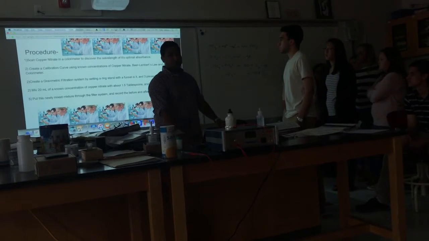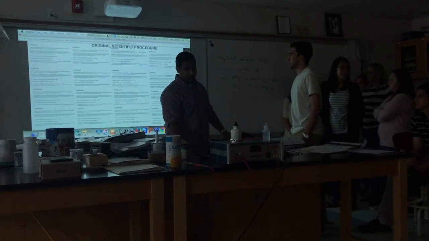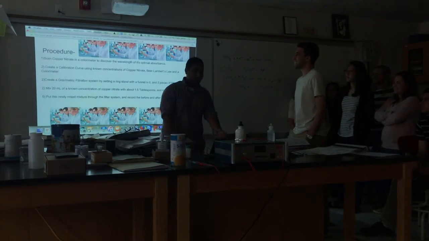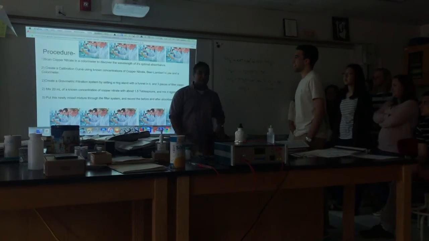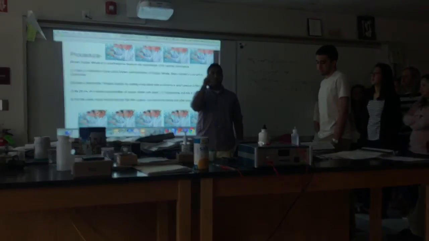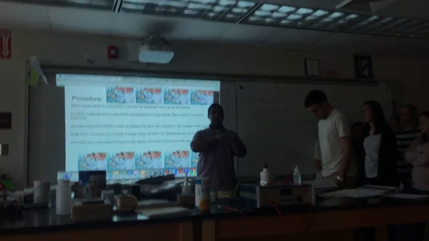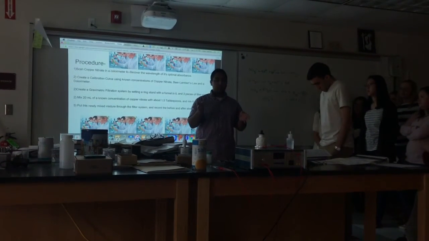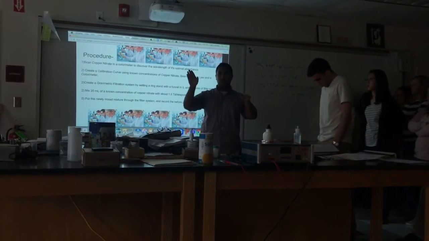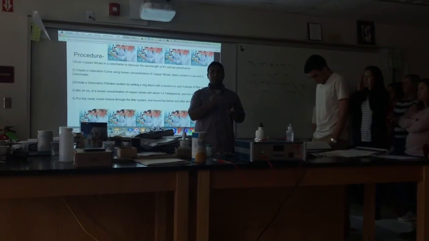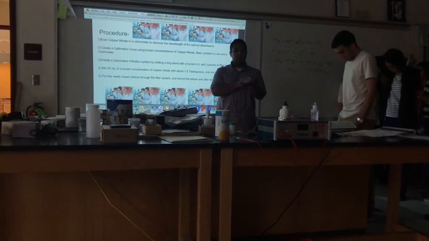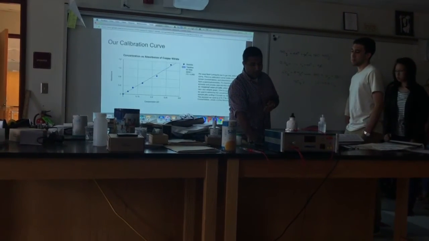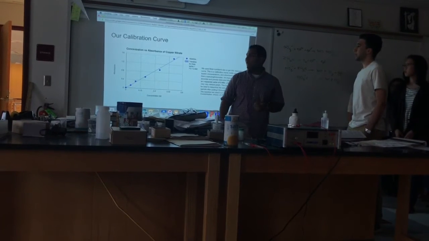So the actual scientific procedure was about 16 slides, but I'm not going to go over all of that. So I'm going to give a basic rundown. We took a cuvette of copper nitrate, put it into a colorimeter, and measured at what nanometer it would have an optimal absorbance. And then we created a calibration curve using Beer-Lambert's law. So we had known concentrations of copper nitrate, and we had an R-squared value of 0.99 on it.